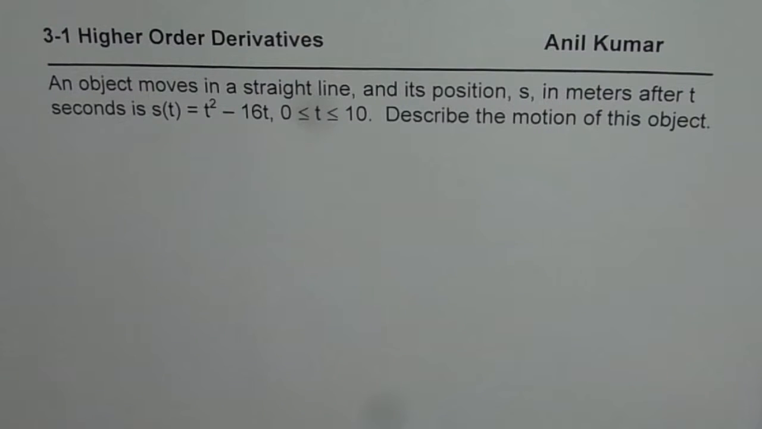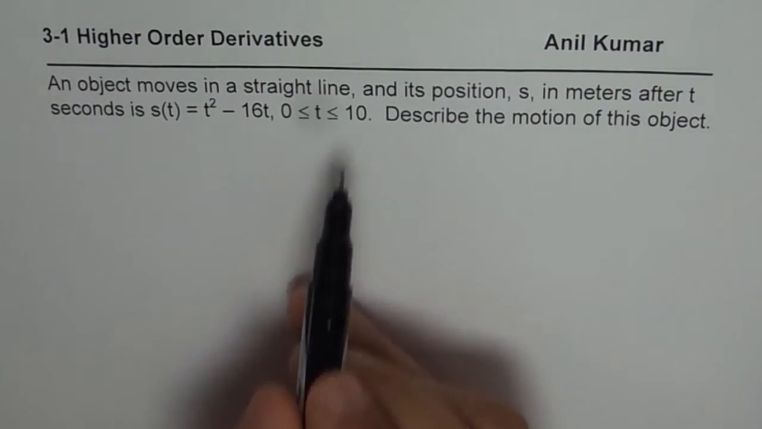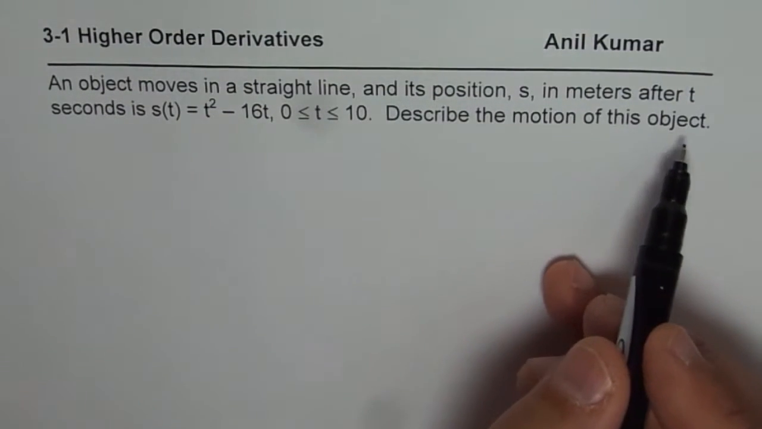We'll try to understand the displacement equation. The question here is: an object moves in a straight line and its position s in meters after t seconds is s of t equals t square minus 16t, where t is between 0 and 10. Describe the motion of this object.